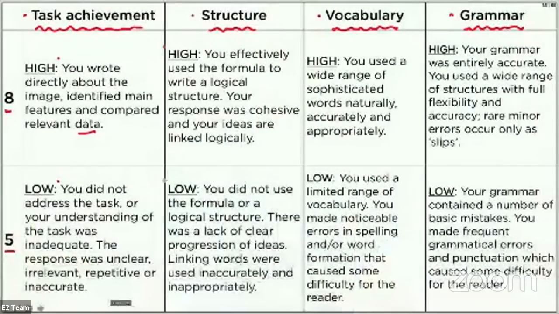Here's what a low score, a 5, would get. You did not use the formula, which I'm showing you now, or a logical structure.